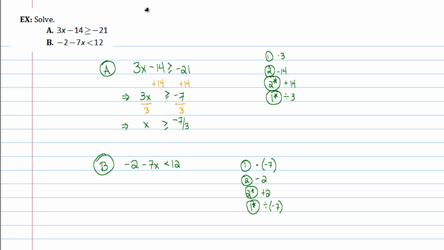So I'll start by adding 2 to both sides. And this implies that negative 7x is strictly less than 14. And now I get to divide both sides by negative 7. Negative 7 divided by a negative 7 is a positive 1, so we have a positive 1x. But now because I divided both sides by a negative number, this inequality that was pointing towards x now points the other direction. And 14 divided by negative 7 is a negative 2.